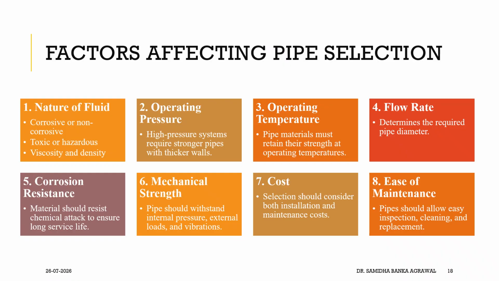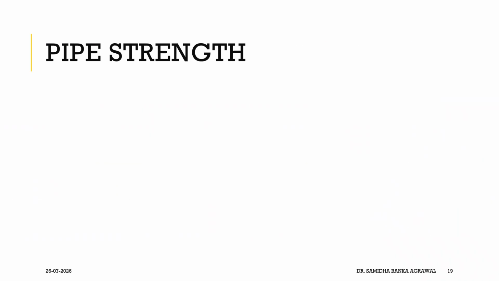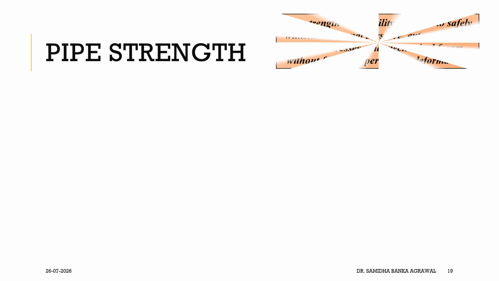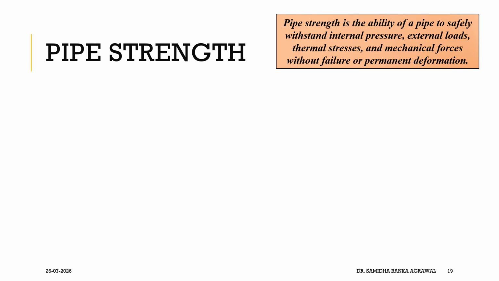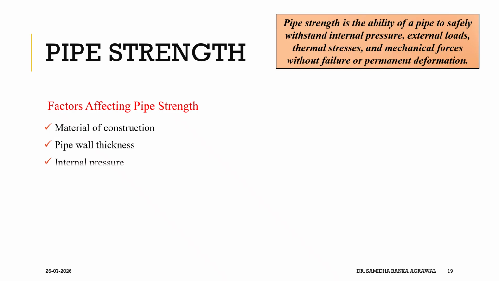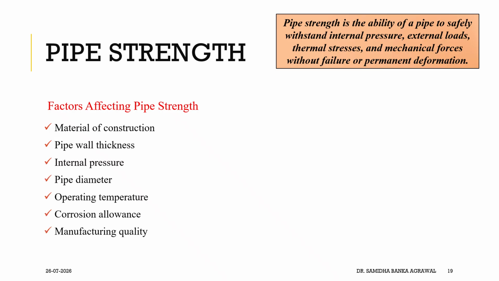Ultimately, the selected pipe should safely transport the process fluid throughout the plant while minimizing operating and maintenance costs. Once the pipe is selected, engineers must ensure that it can safely withstand the operating pressure. This brings us to pipe strength. Pipe strength refers to the ability of the pipe to safely withstand internal pressure, external loads, vibration, and thermal stresses without failure or permanent deformation. Factors affecting pipe strength include material of construction, pipe wall thickness, internal pressure, pipe diameter, operating temperature, corrosion allowance, and manufacturing quality. Also, external loading and support affect the pipe strength.